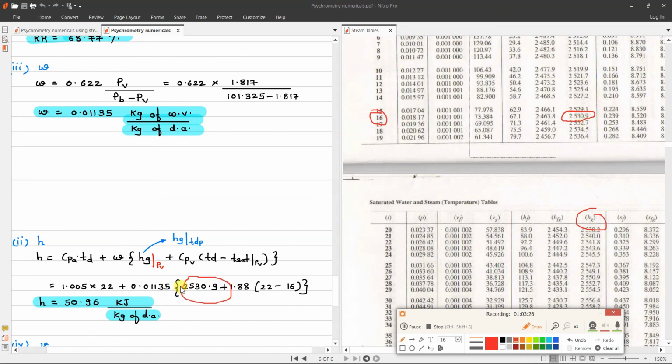from steam table. Okay, then Cp of air is 1.005 into dry bulb temperature 22 plus specific humidity we have calculated. Substitute that value in bracket. Hg at PV you will get from steam table directly at dew point temperature. So when dew point temperature is given, we don't have to do interpolation. Plus Cp of V 1.88 in bracket. Dry bulb temperature is 22 minus Tsat at PV. This is dew point temperature, which is given in question, 16. So we can calculate specific enthalpy, which is 50.96 kilojoule per kg of dry air.